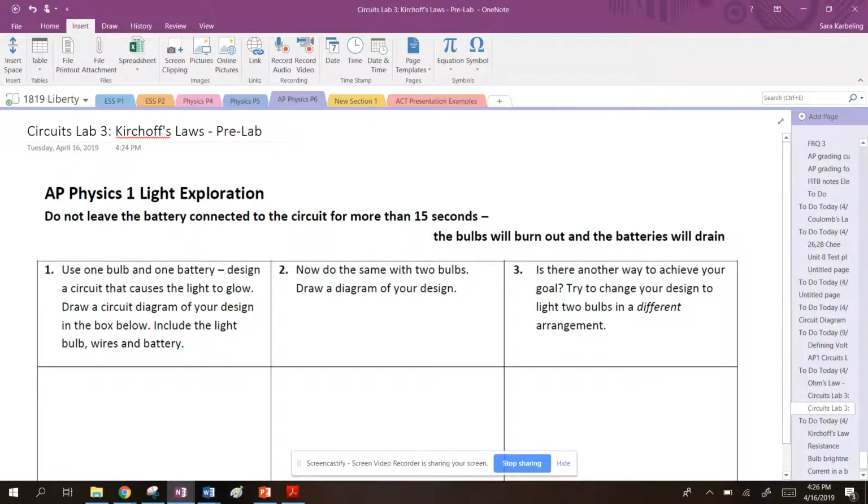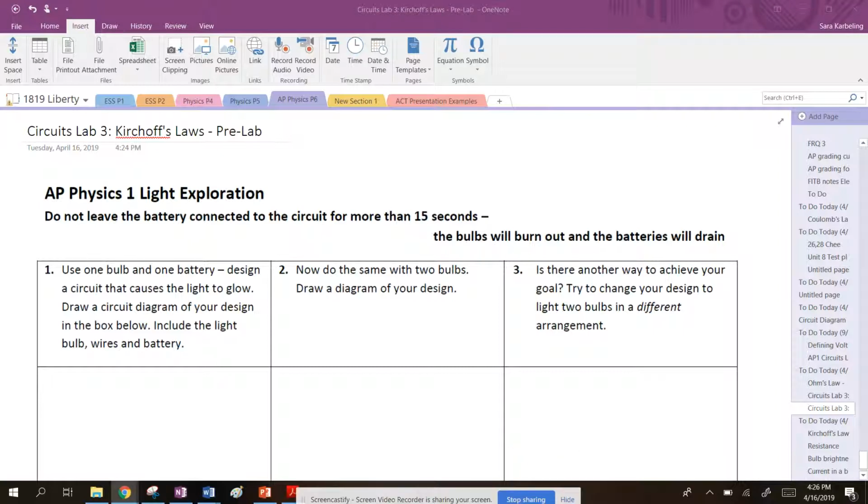Hey, AP Physics friends, we are just about to get started on our last of the three labs. That's the Kirchhoff's Law Lab. And before we do that, I want to make sure that we've got all of our understanding of circuits in a nice, neat package.